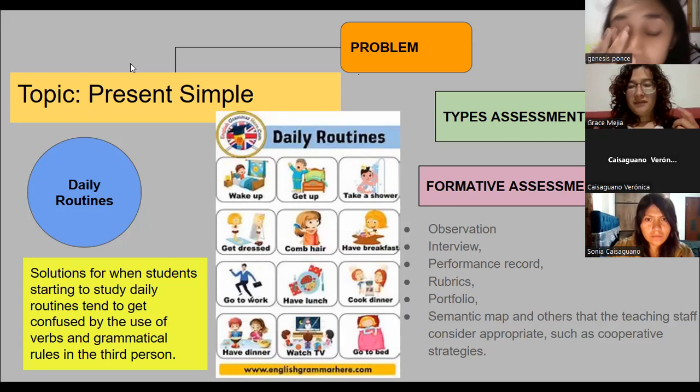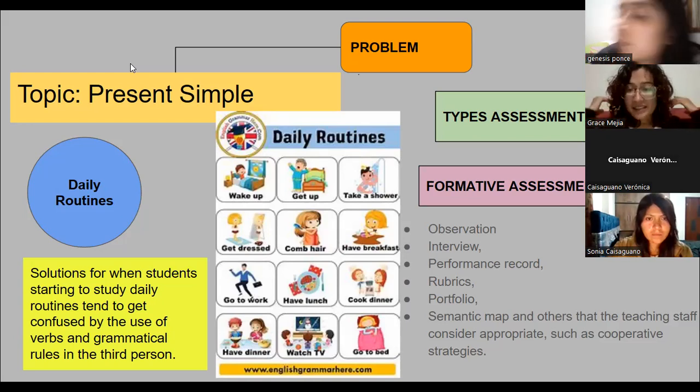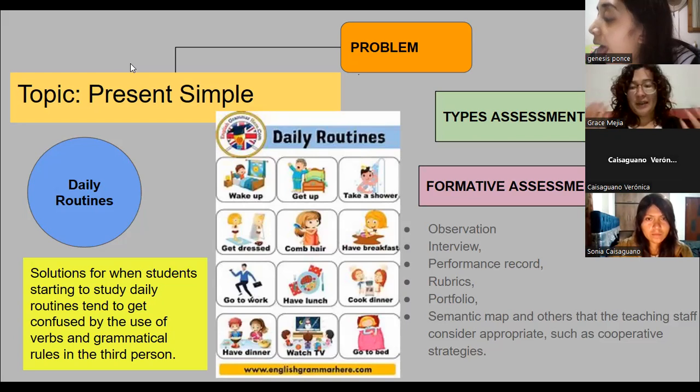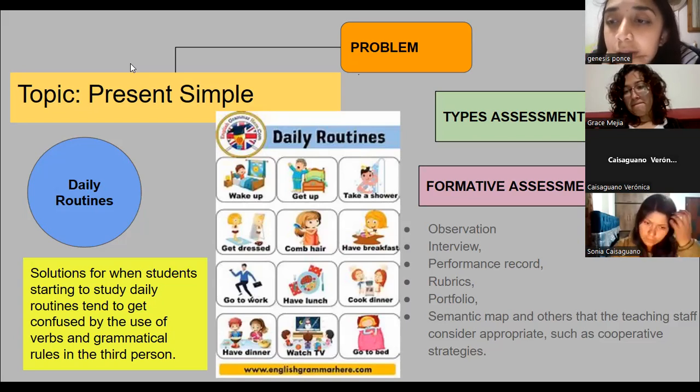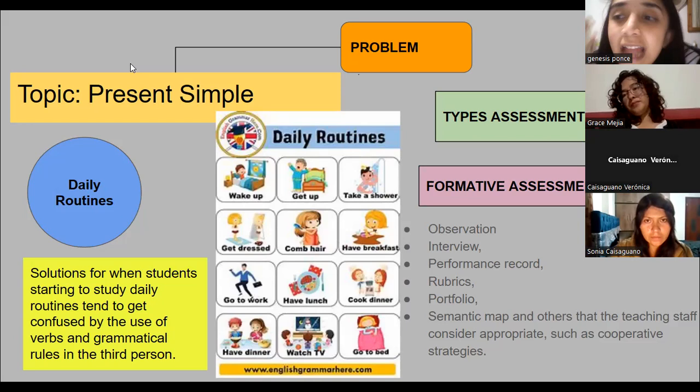But when you apply it to students with special needs, you have to apply a different form to evaluate the students. What is the best option in this part? Observation, rubrics, interview. In my case, it's observation. Observation is very necessary. The students learn more.